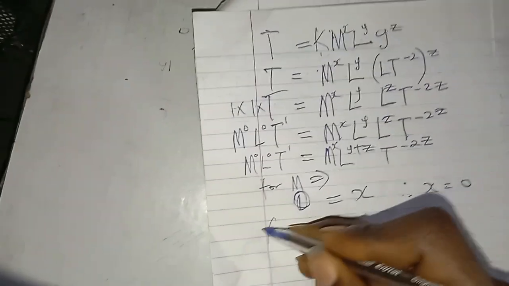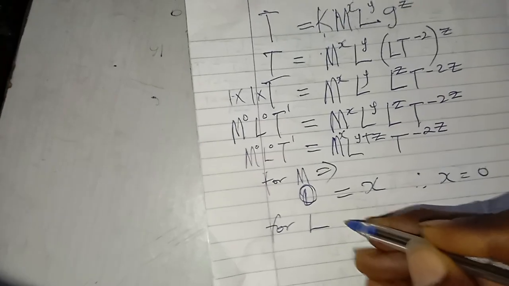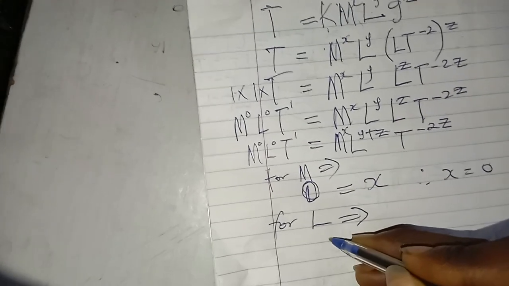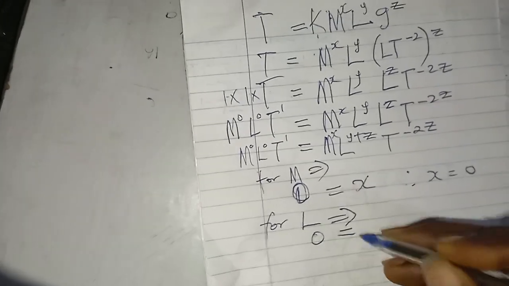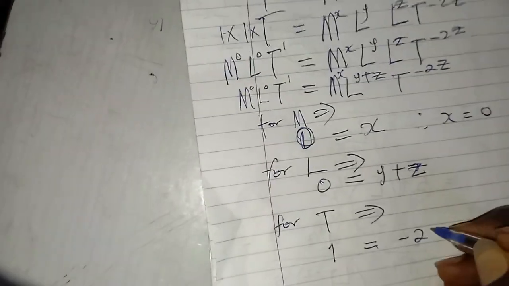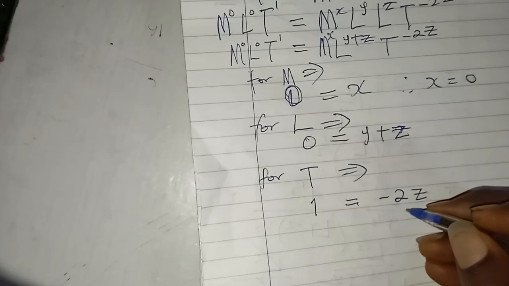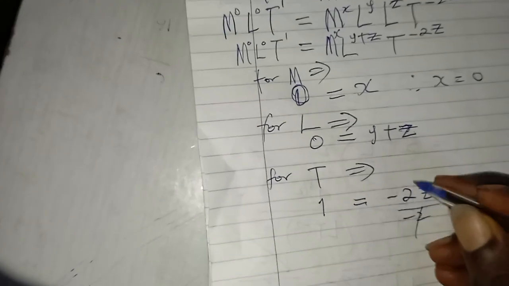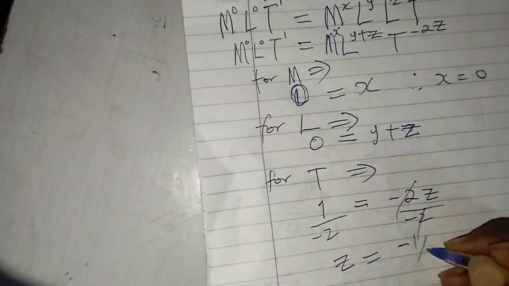So for L, on the left hand side, L is 0, and on the right hand side is equals to y plus z. I leave it at that. Now for t, on the left hand side is 1, is equals to, on the right hand side is minus 2z. So I know that since this is z, I can say divide both sides by the coefficient of z, which is minus 2. I divide, so that I have that z is equals to minus half.